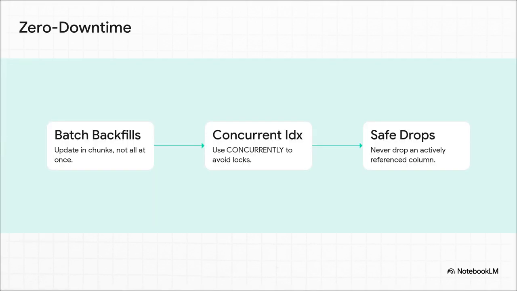And neither ORM magically prevents database locking on massive tables either. If you're dealing with, say, a 10 million row Postgres table, you absolutely must follow strict zero downtime practices. First, never backfill all your rows in one giant update. Use batch chunks. Second, always use the concurrently keyword when creating indexes to avoid those nasty access exclusive locks that basically paralyze your database. And third, never drop a column that your active application code is still referencing. You have to manually manage these steps, regardless of which ORM you choose.